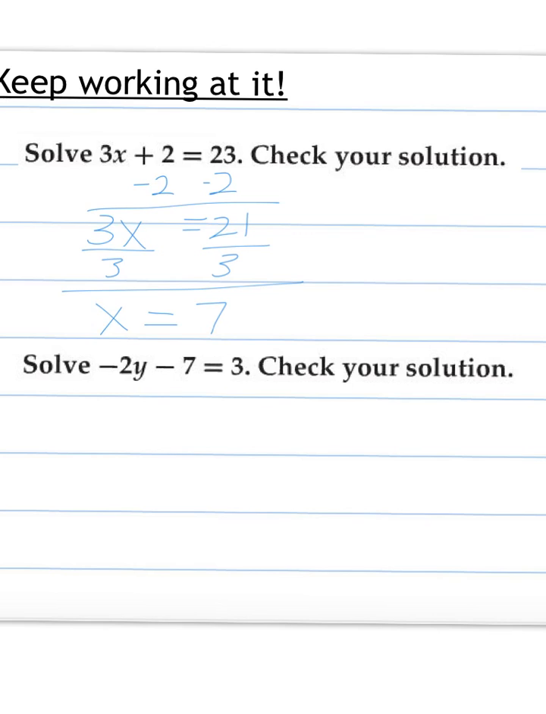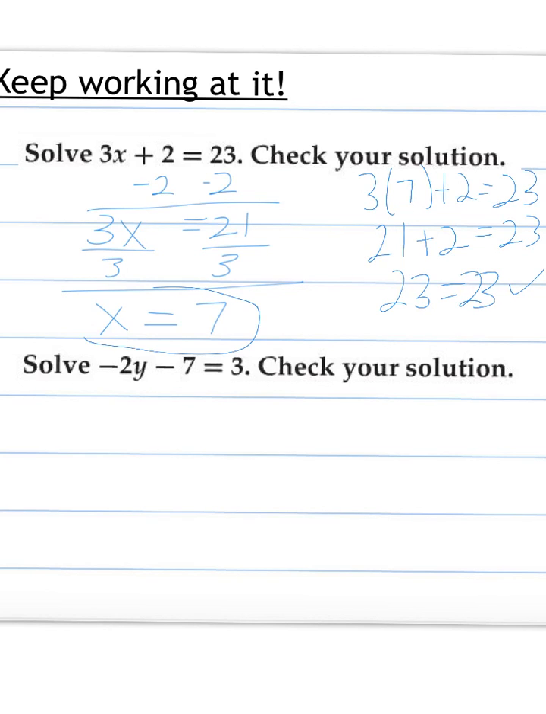Okay, let's check our solution. So 3 times 7 plus 2. 3 times 7 is 21 plus 2. Now, if you were to do your check and the two sides do not equal each other, that means that when you were solving for your variable, something went wrong, and we would need to go back and resolve it. You do not just assume, oh yeah, that's the answer I got, so it must be right. We need to actually check each side that they get the same solution.